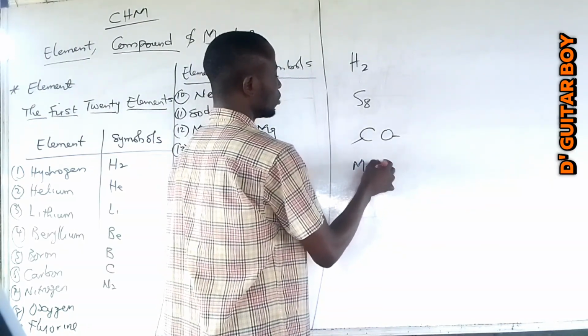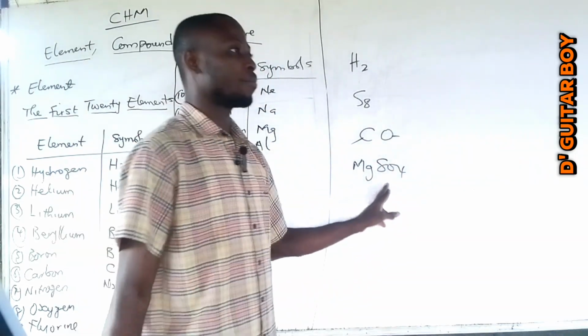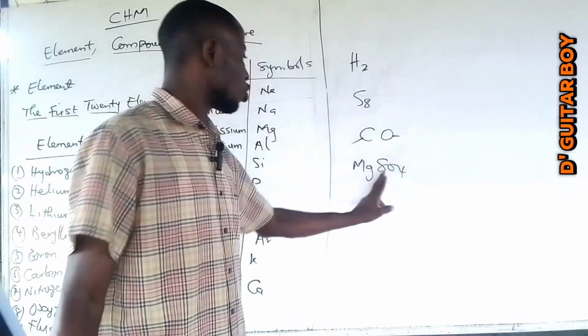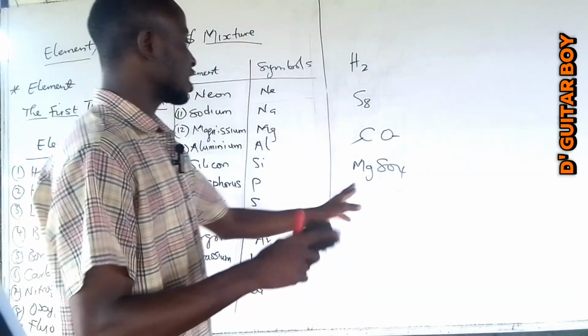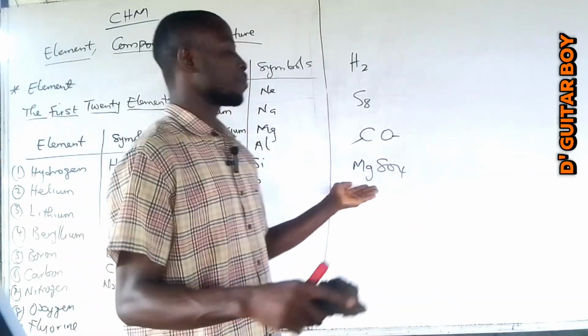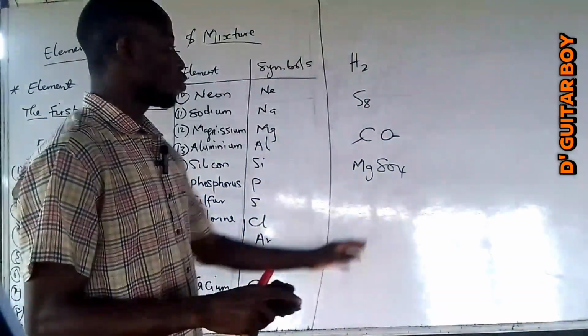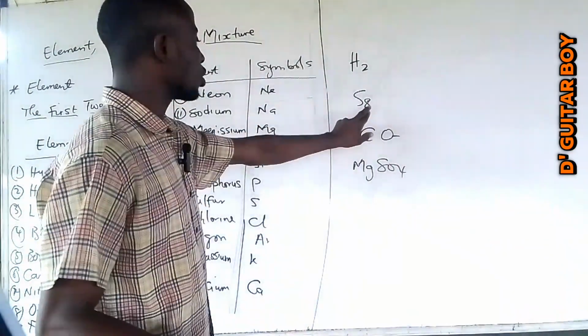Magnesium sulfate. This is another example. You see that this is a compound because it contains magnesium, sulfur, and also oxygen. This contains three elements, so you can call it a compound. You cannot call this one a compound.